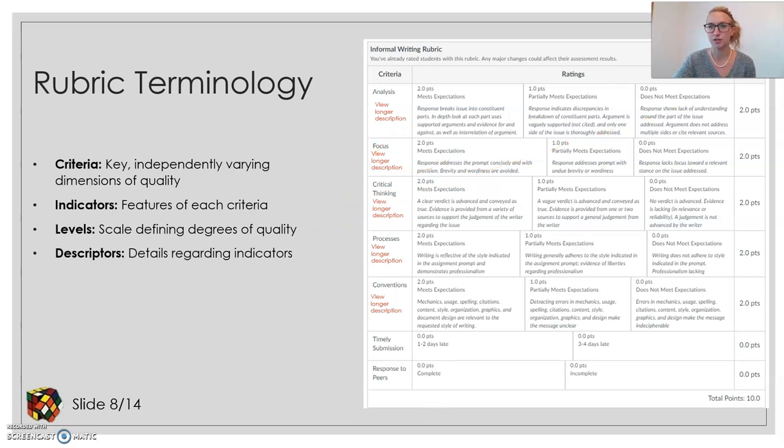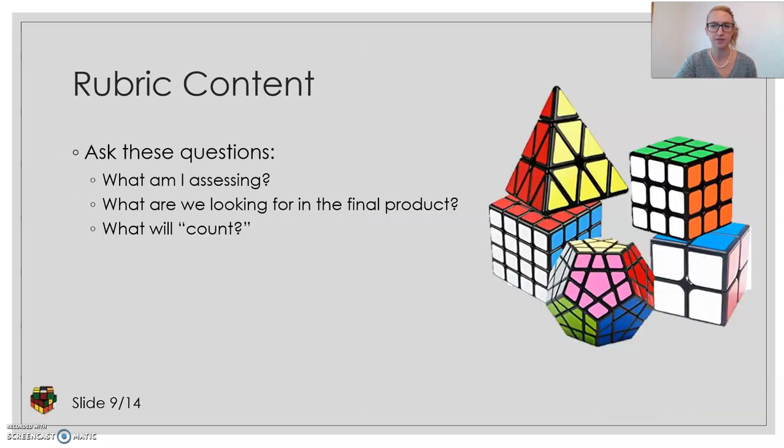Same thing with descriptors. It's one thing to say we meet expectations. It's another thing then to tell our students what it means to meet those expectations. And so giving those clear details regarding the indicators to say, what does it mean to have met the expectations? What does it mean to partially meet the expectations? What does it mean to not have met the expectations? And also recognizing what it means in your own feedback for students as far as where they fell in these ratings.